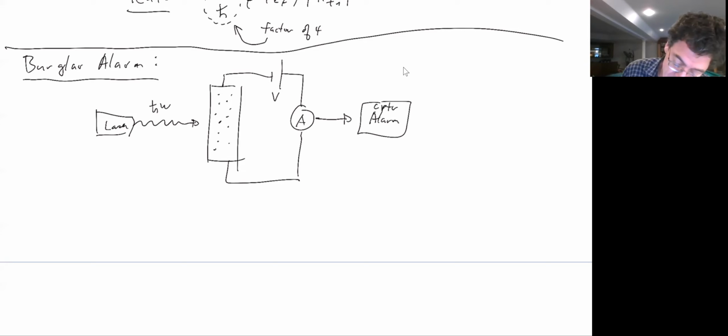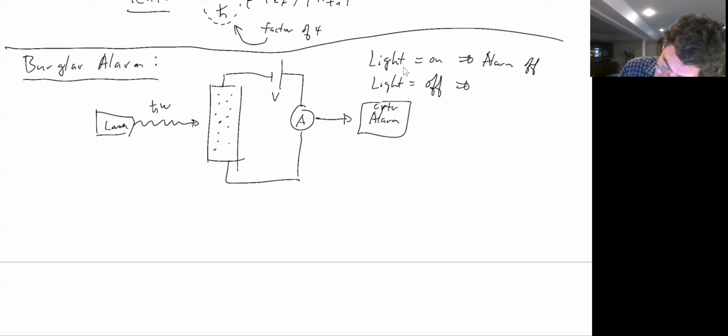And so what happens is if light is on, then alarm is off. But if light is off, then I can turn my alarm on, and I can make a loud noise and scare away the burglar. Because if the burglar steps in front of the light, I have to detect the light. So I must detect light to make my burglar alarm.